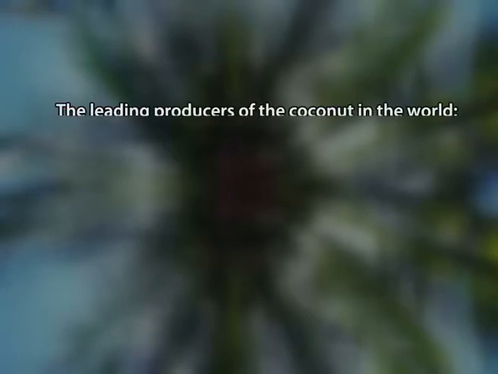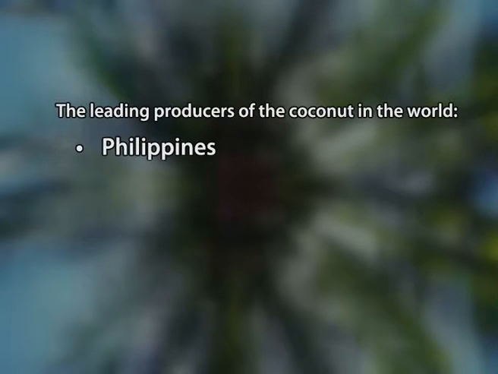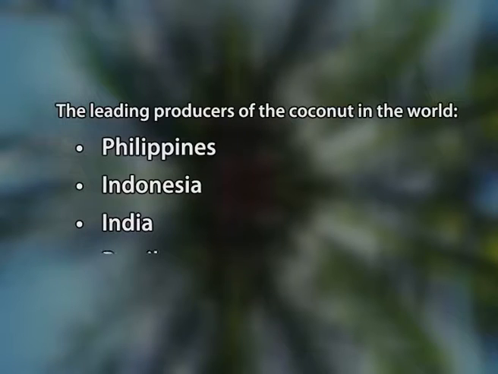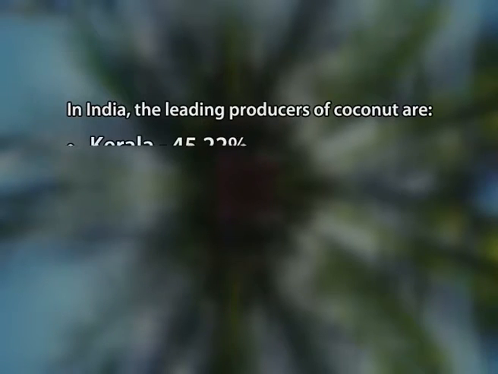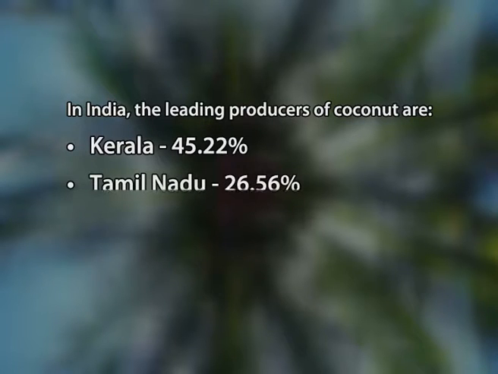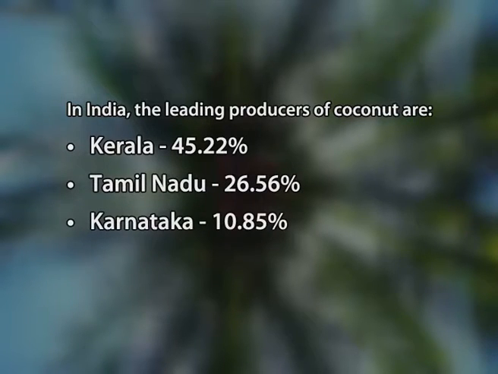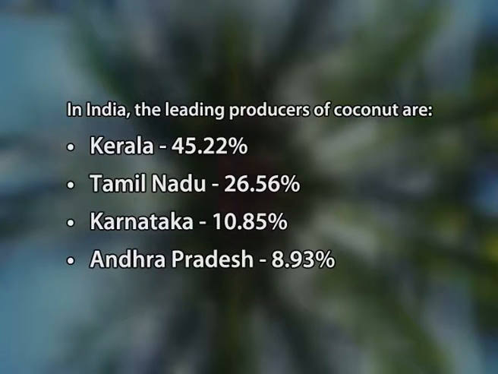Now, coconut production. Coconut palms are grown in more than 80 countries of the world, with a total production of 61 million tons per year. The leading producer of coconut in the world is the Philippines, followed by Indonesia, India, and Brazil. In India, the leading producers of coconut are Kerala, followed by Tamil Nadu, Karnataka, and Andhra Pradesh.